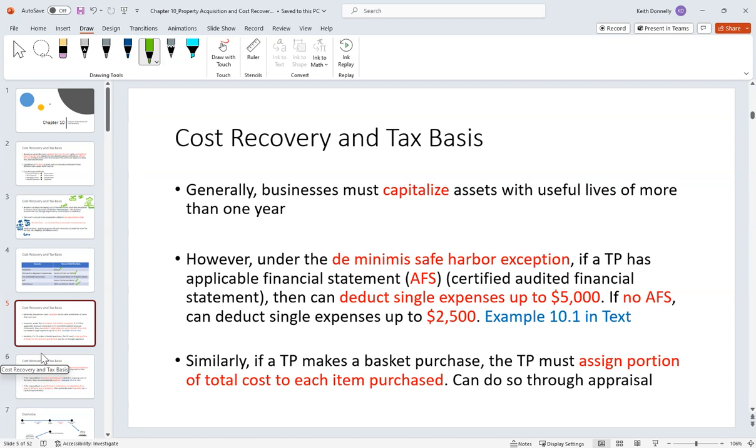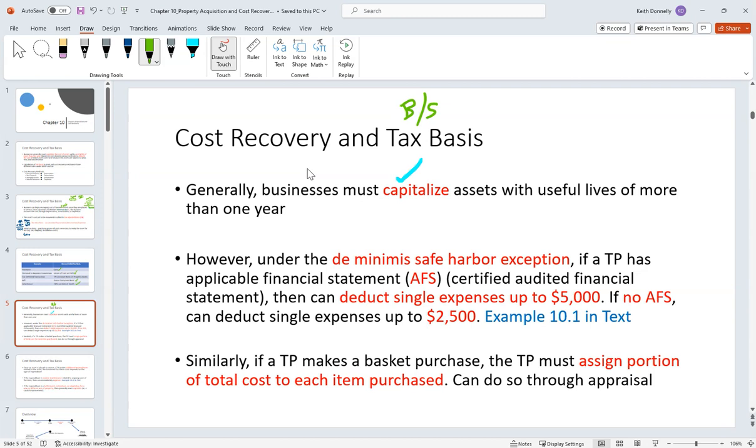As a starting point, the general rule is you have to capitalize long-lived assets, put them on the balance sheet, and not immediately expense. But we will see there are some giant holes to this, giant exceptions. It's kind of like Swiss cheese. There's more holes than there is actual cheese.